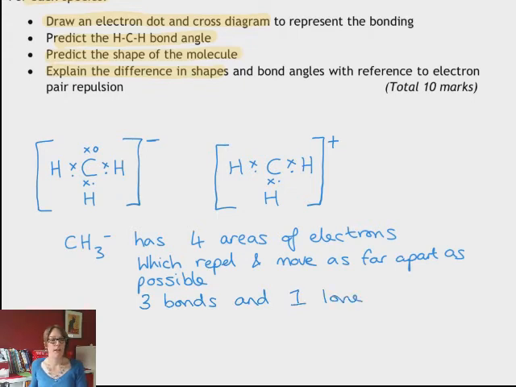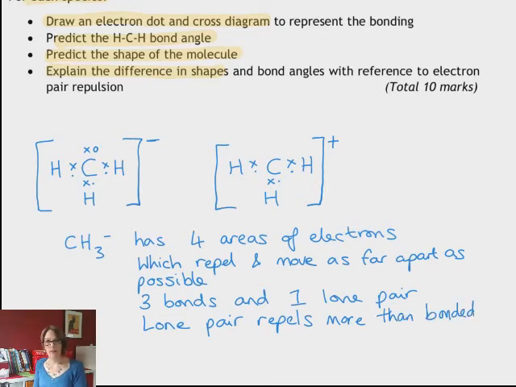And we need to consider what the 4 areas of electrons are. So we've got 3 bonds and 1 lone pair. And we certainly might want to talk about the fact that a lone pair has a higher repulsion, or repels more, than the bonding pairs. And so by doing all of this, we are explaining the difference in shape. So we're not looking for anything off script. We're just using our usual explanation of why it has that shape. And so the bond angle would be 107, 109.5, take away 2.5, and it's a pyramidal shape.